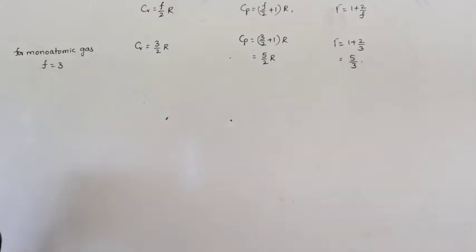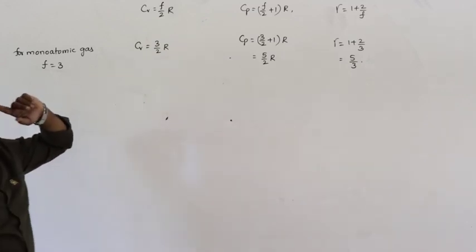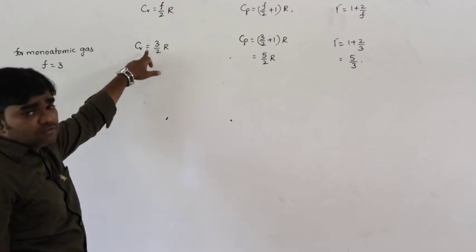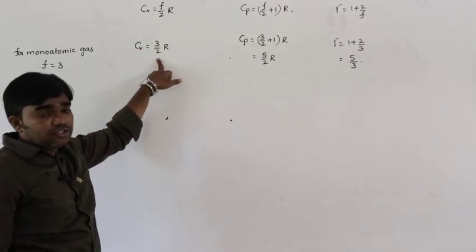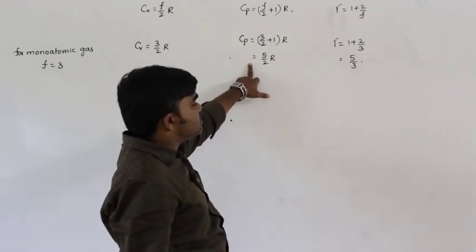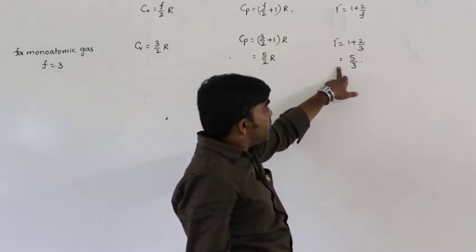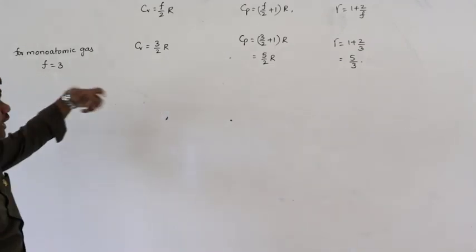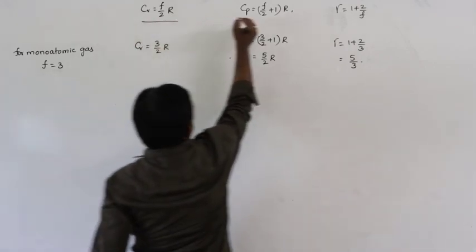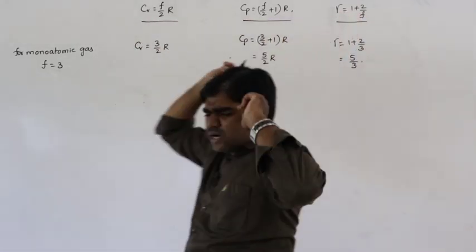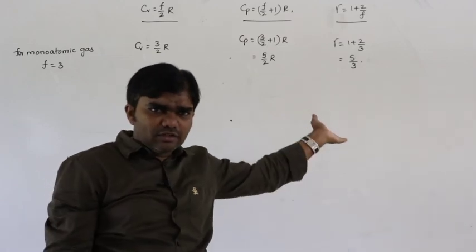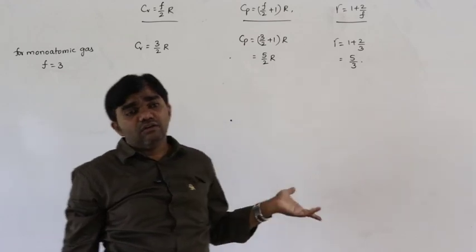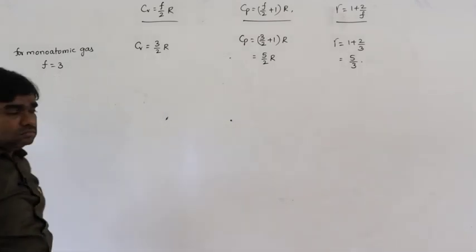So, for monoatomic gas, without knowing anything, what is the value of Cv we can write? Simply we can write 3 by 2 R. What is the value of Cp we can write? 5 by 2 R. What is the value of gamma we can write? 5 by 3. So, this is for monoatomic gas. So, blindly for monoatomic gas, what is the value of gamma? 5 by 3 we can write. What is the value of Cp? 5 by 2 R. What is the value of Cv? 3 by 2 R.